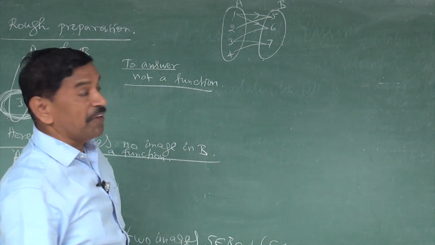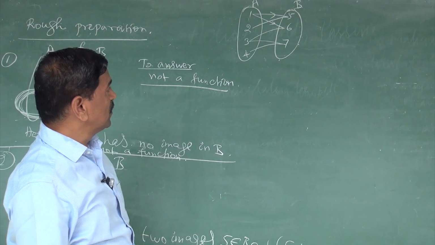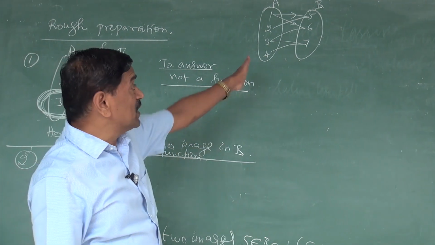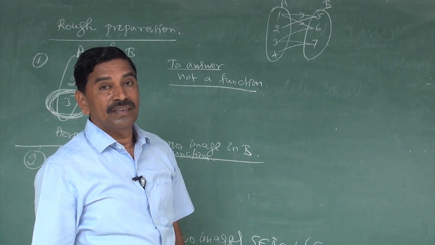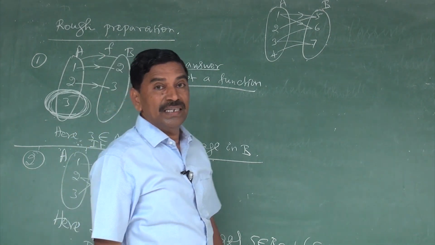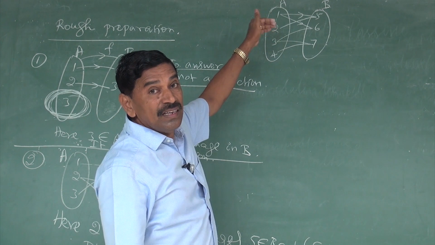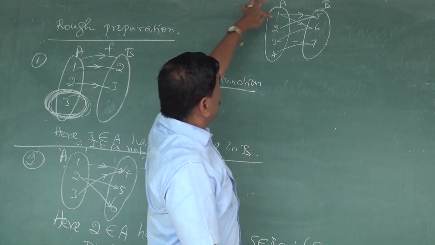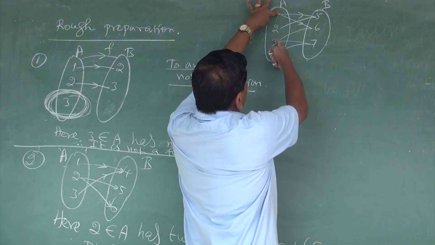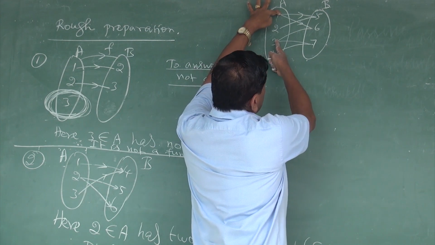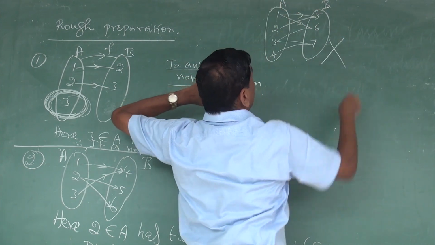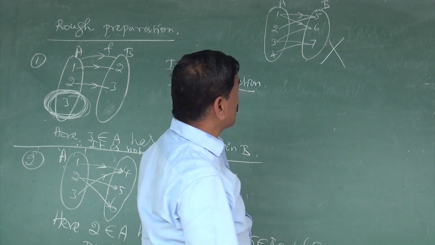Now we want to identify whether it is a function or not. Anyone? Whether it is a function or not? Yes, no. What is the reason? Yes, 2 elements have more than one image. Here the elements 1 and 3 have 2 images in the codomain, therefore it is not a function.